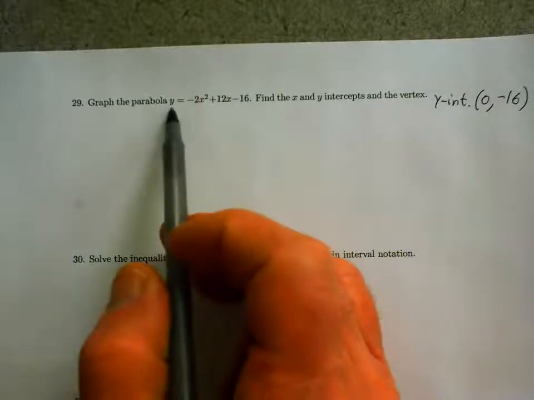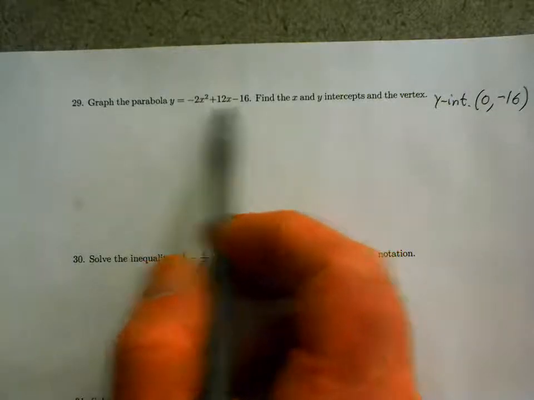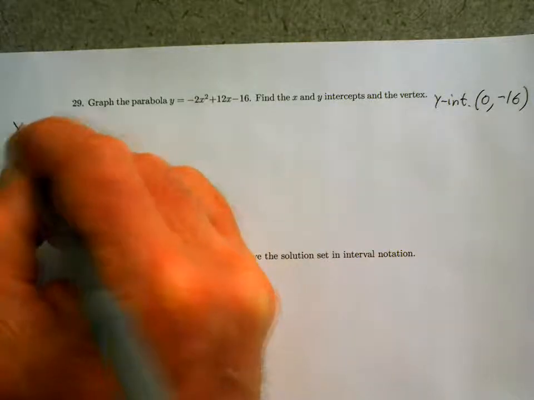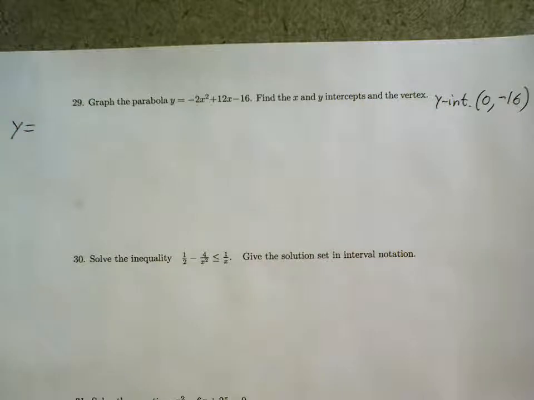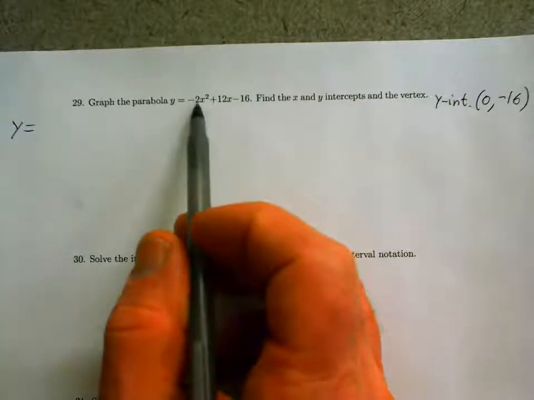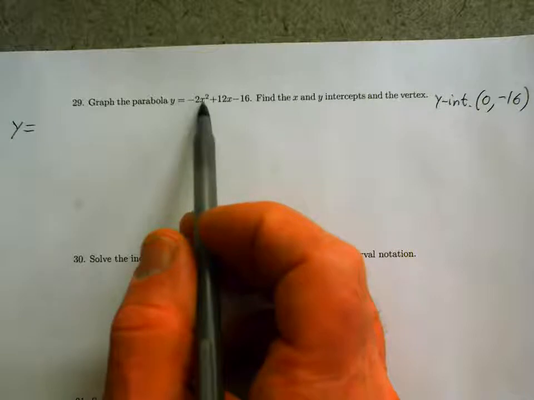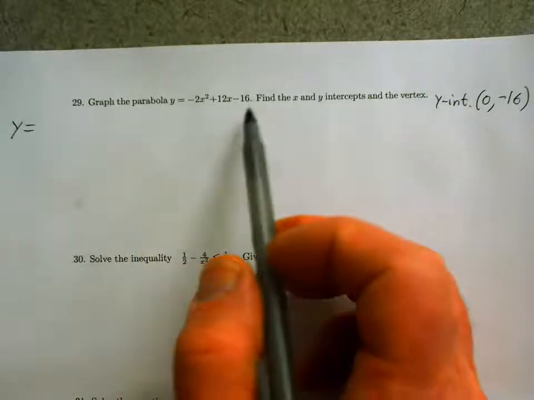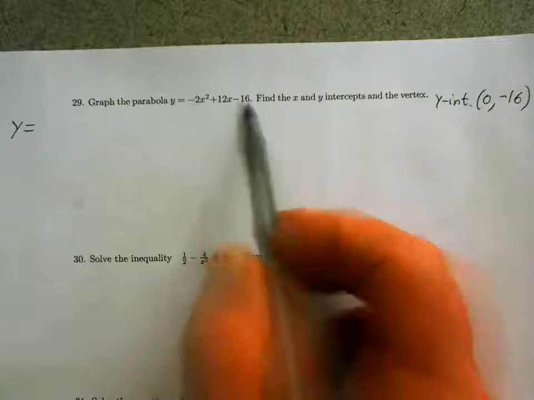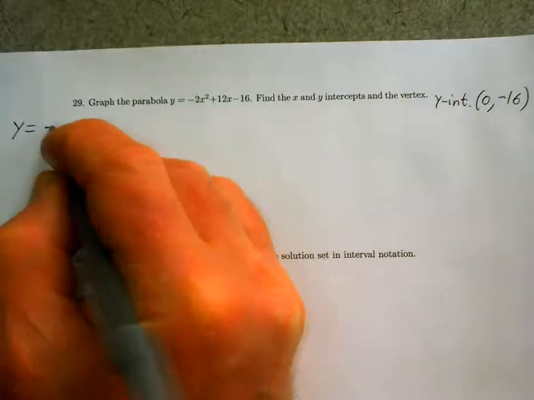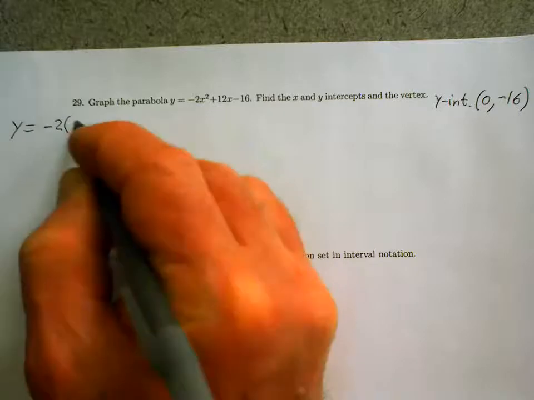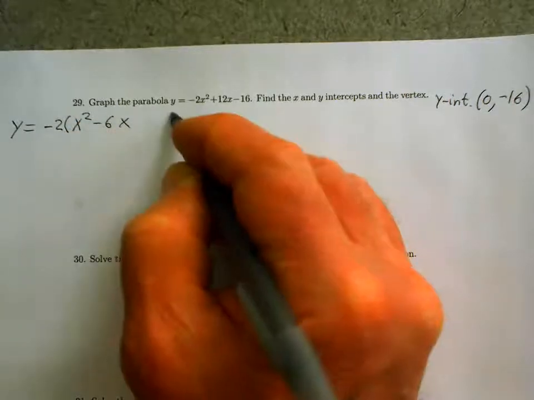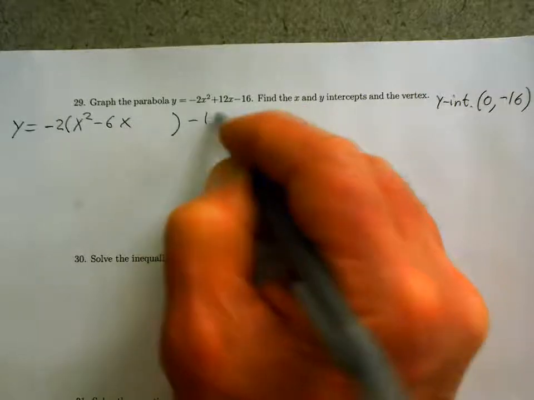Let's go through the completing the square process to get this into vertex form. So that involves factoring negative 2 out of the first two terms. We don't factor it out of the constant. So we just factor negative 2 out of the x squared term and the x term, but we leave the minus 16 on the outside.